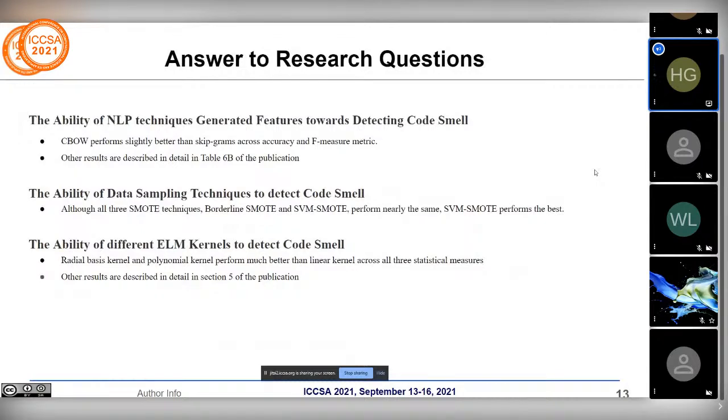The ability of different ELM kernels to predict code smell: RBF and polynomial perform much better. Very simply put, their performances vary across different measures. In accuracy, RBF performs better. In F measure, polynomial performs better. So that is why we can't say there's a very clear better method in this. But if you want to go into more details, they are very properly described in section 5 of the publication.